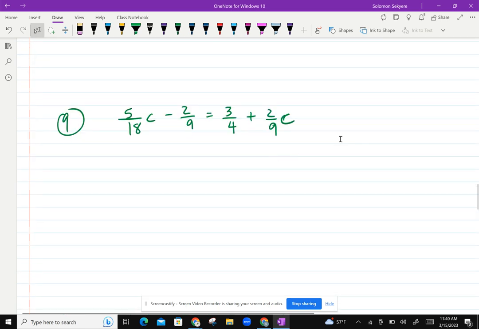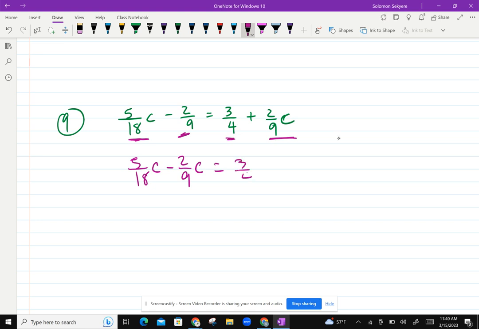What about this one here? First thing you do, identify your terms containing your variable. First thing, do that first. Move them together, right? 5 over 18c. This is positive here, minus 2 over 9c, right?